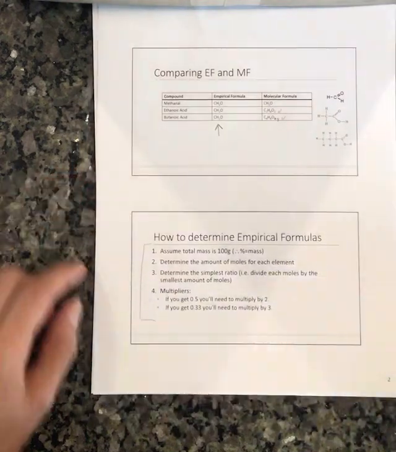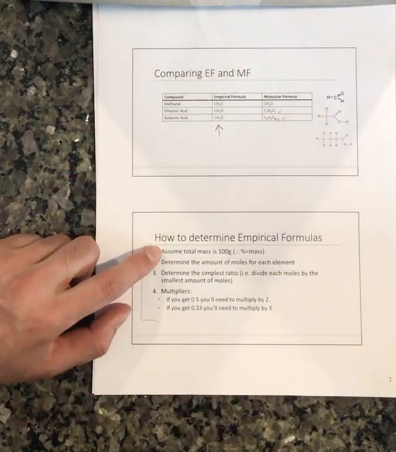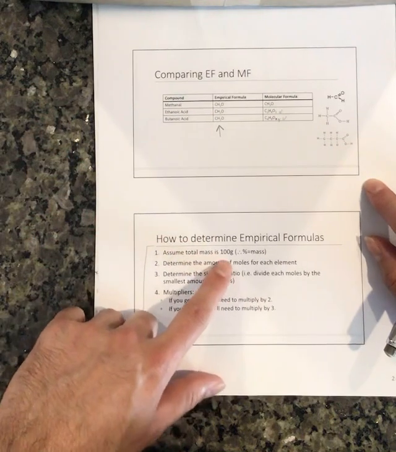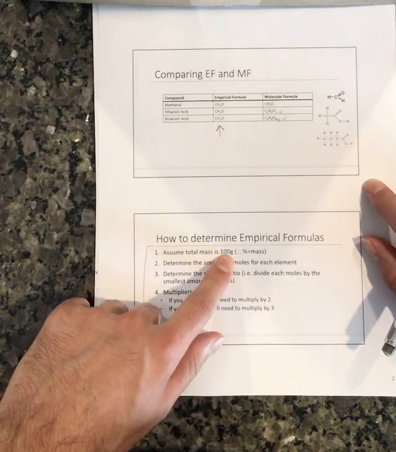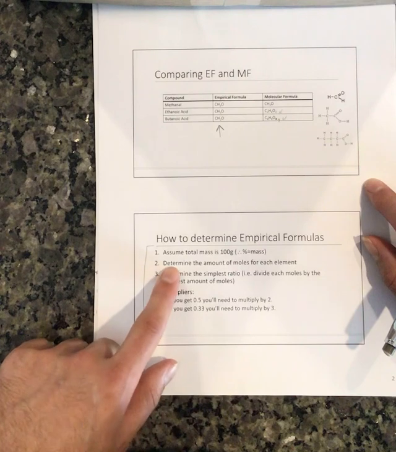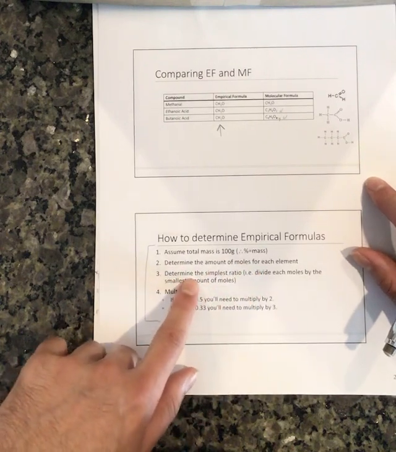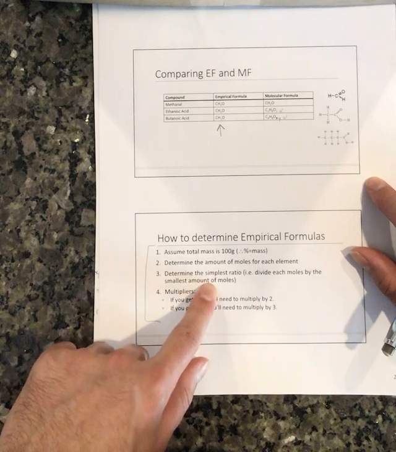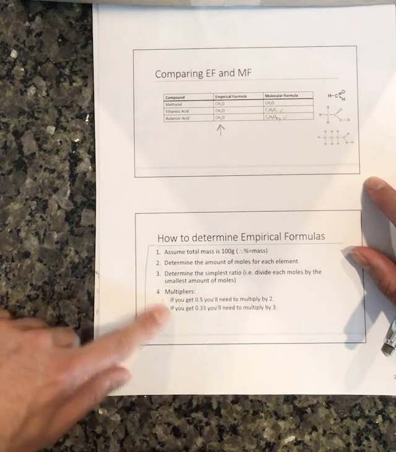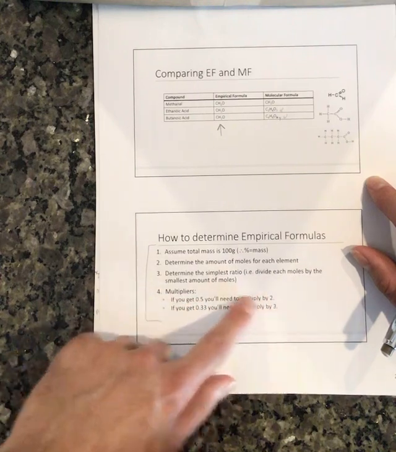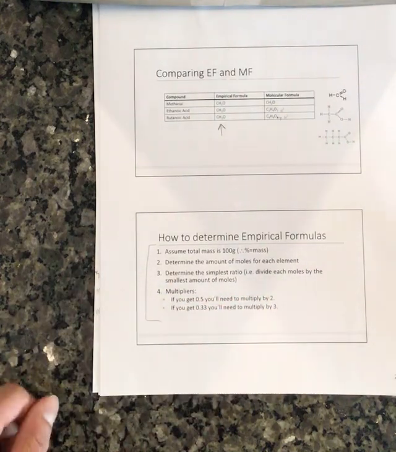So if we go back to here, first we need to assume our mass is 100 grams. You don't have to put 100, you could put any number, as long as those percentages match up. Determine the amount, so we're changing to moles. Divide each one by the smallest. And then the last step is where we have to multiply: if you get 0.5, multiply by 2, 0.33 by 3, and so forth. And that's what we get there.